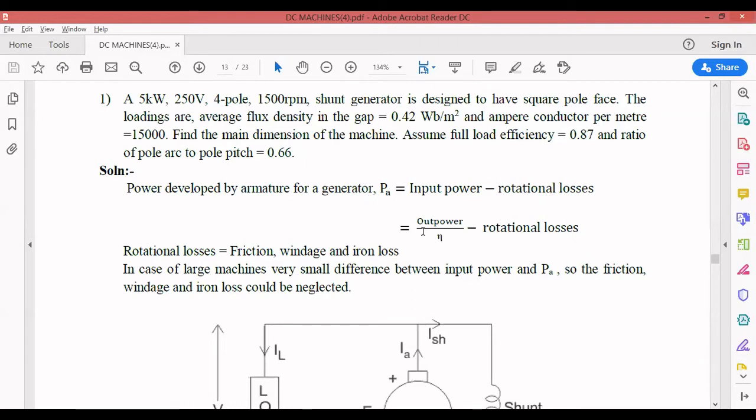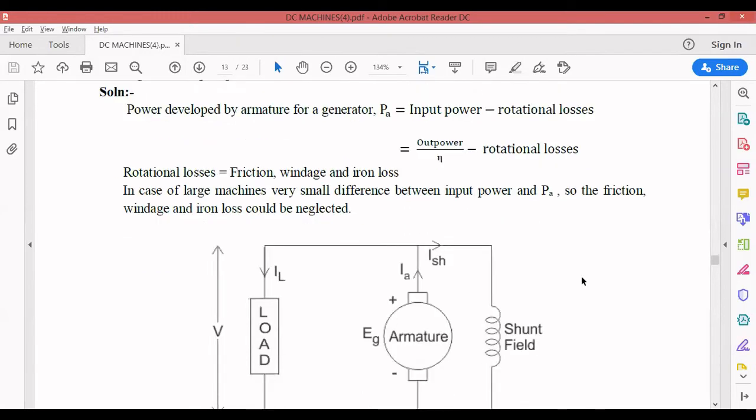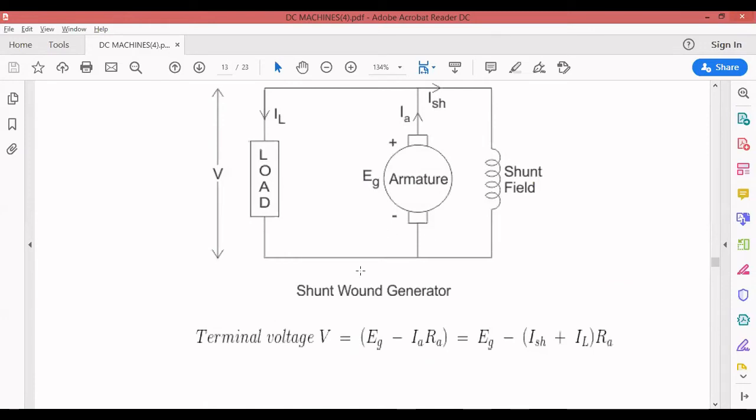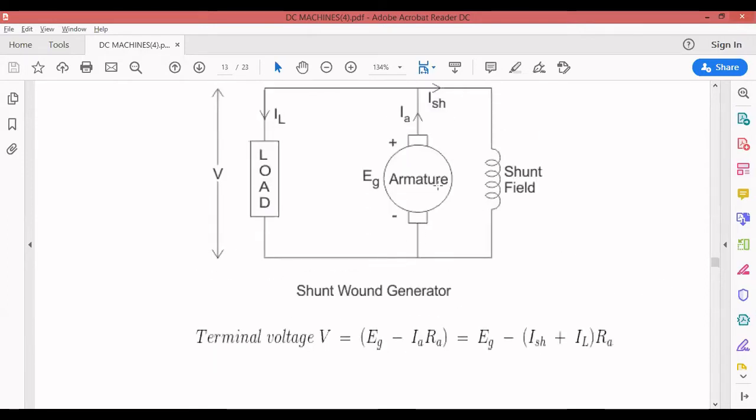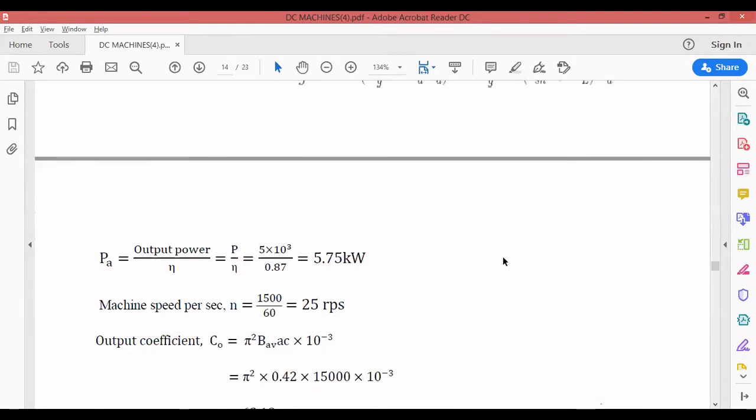So we will stick to this formula. Power developed by the armature for a generator, PA, is nothing but output power by efficiency. This is for your understanding. I have given the shunt generator. Everyone has already learned this, the shunt generator, and these are some of the equations regarding the shunt generator.